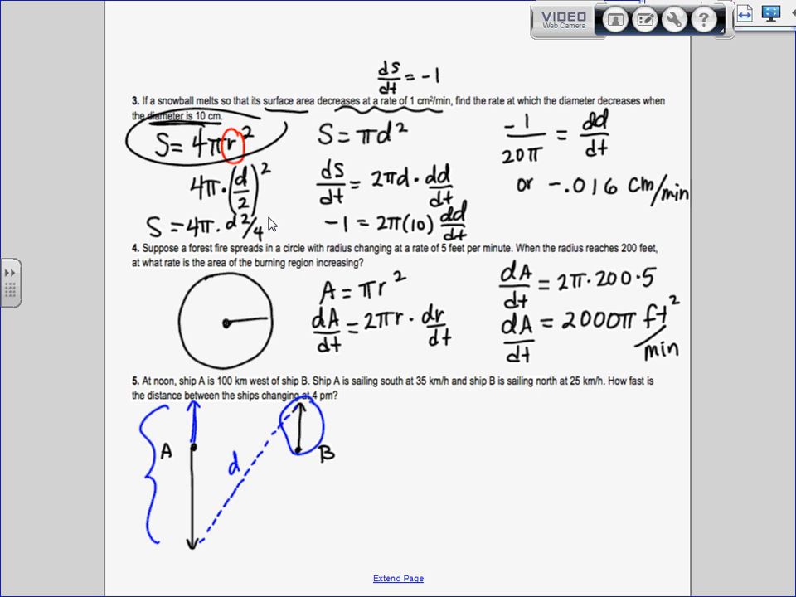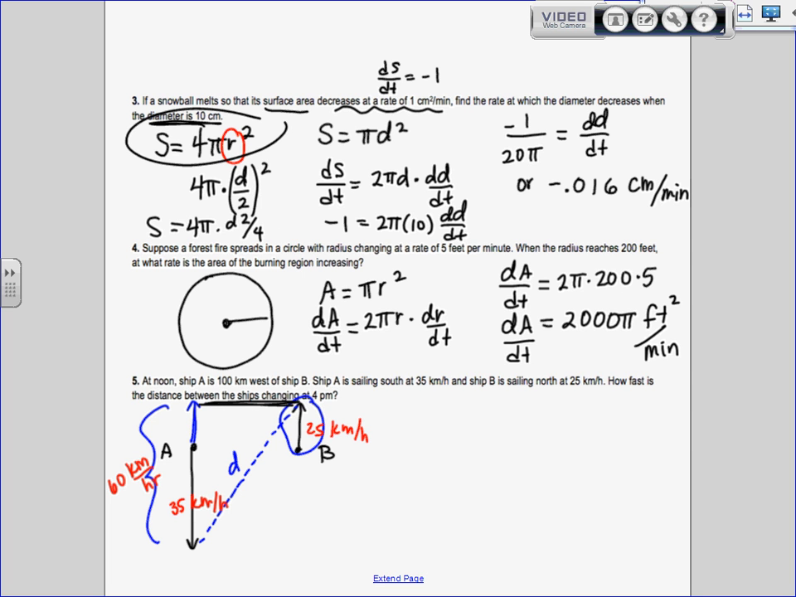So this one is going up at 25 kilometers per hour, and this one's going down at 35 kilometers per hour. So vertically, their distance is changing by what? 60 kilometers per hour. Okay, horizontally, how's the distance changing? It's not changing at all, is it? Right, they're still separated by the same horizontal distance.